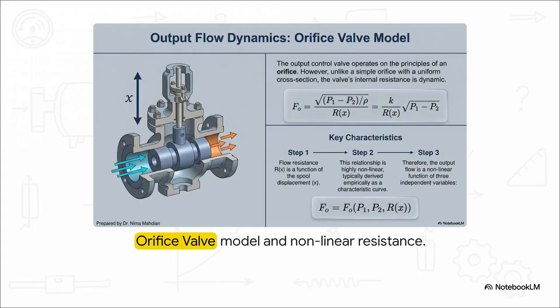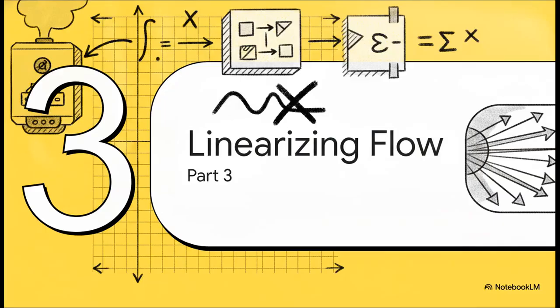Now let's zoom in on that output control valve for a second. Imagine the 3D control valve spool inside this housing, physically lifting up and down by a displacement that we'll call x. As it moves, it operates basically like a dynamic orifice. But here's where we run into a massive engineering headache. The flow resistance, R of x, is not uniform. As the spool moves, the relationship between displacement, pressure drop, and output flow is highly nonlinear. The output flow, F sub O, actually becomes a really complex function of internal pressure, external pressure, and this dynamic, constantly shifting resistance. Which brings us to Section 3, linearizing the flow model.